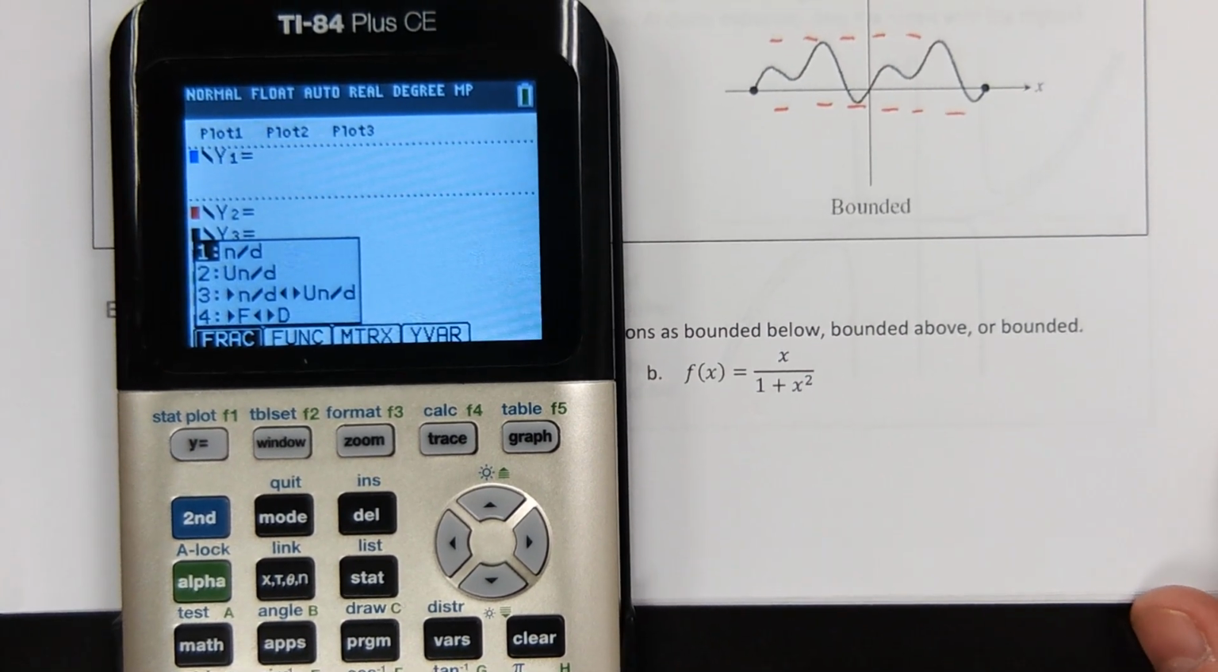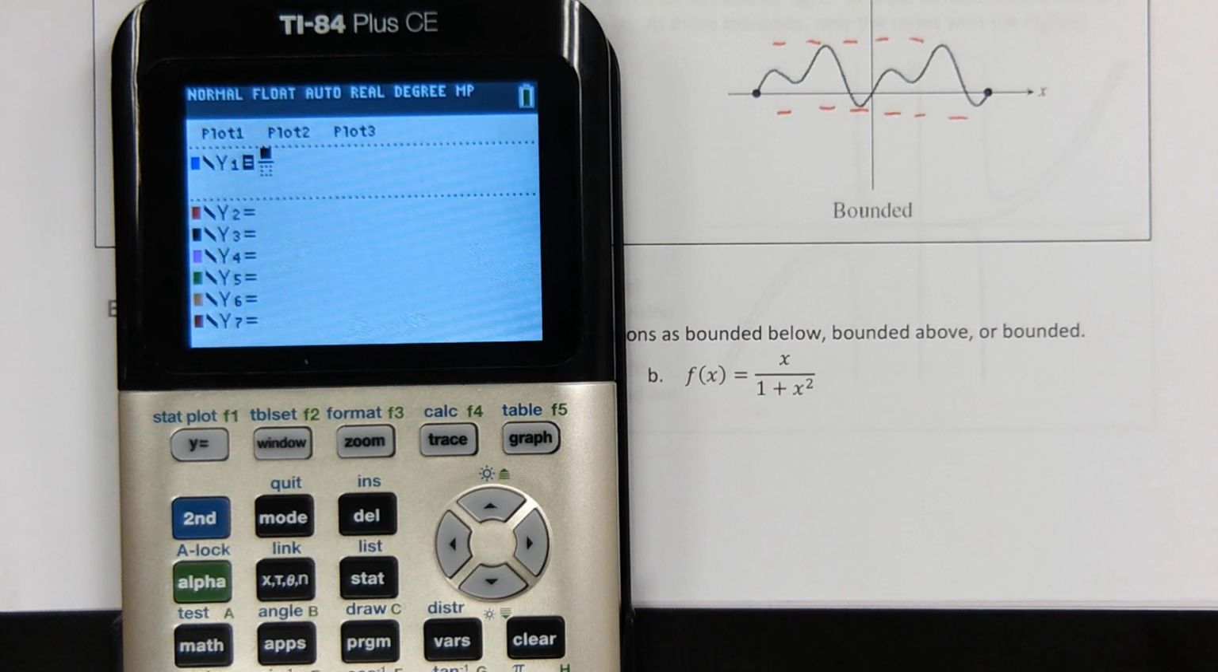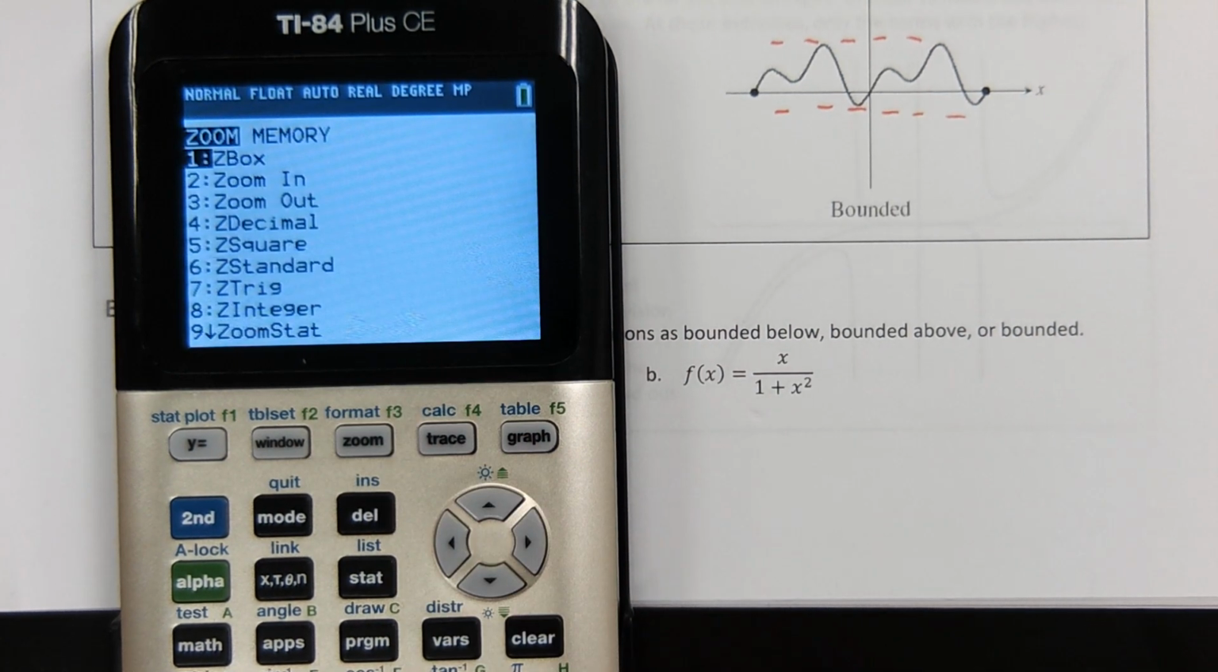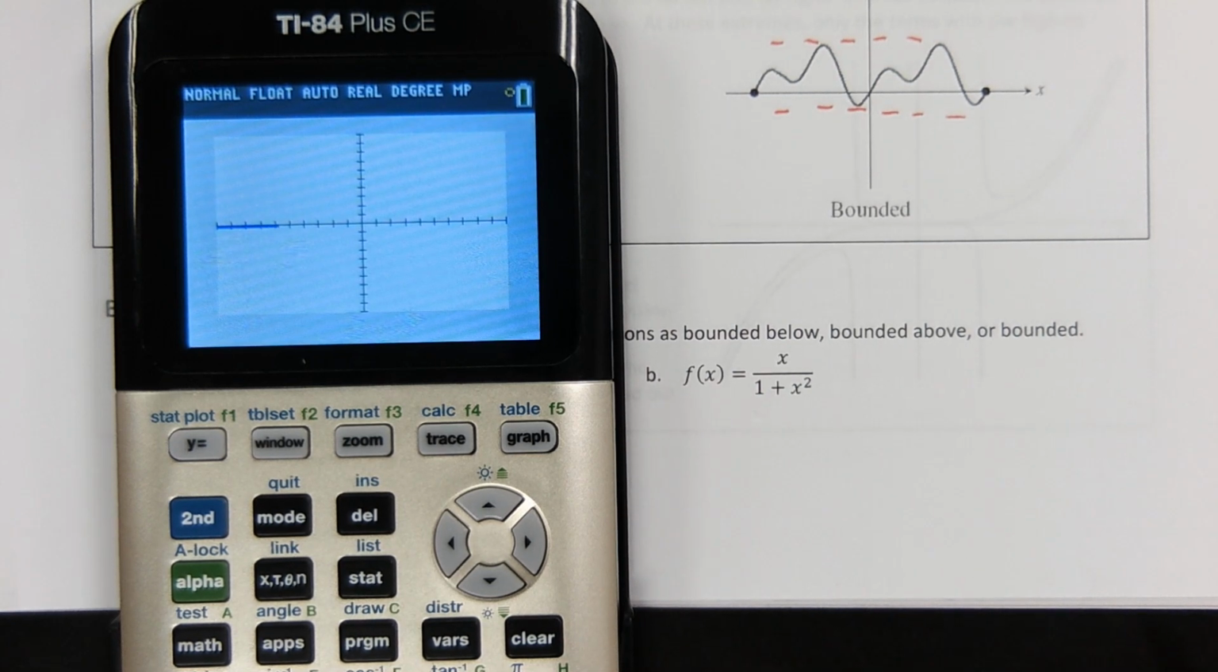If you don't have a stacked fraction available to you, then you would need to wrap your entire denominator in parentheses. And hit zoom 6 to make sure that you're on a standard graphing window. Quite the interesting graph, huh? I am going to change the window a little bit just to really get a feeling for its properties.